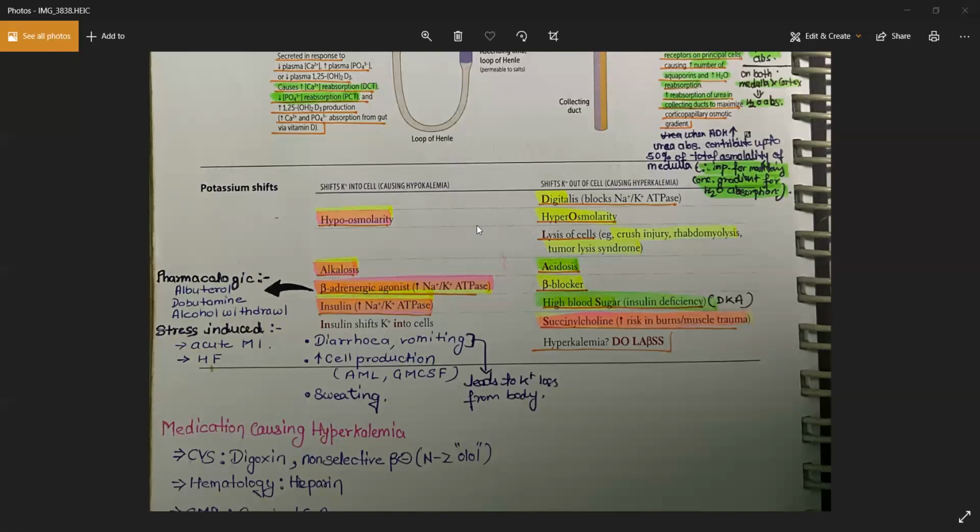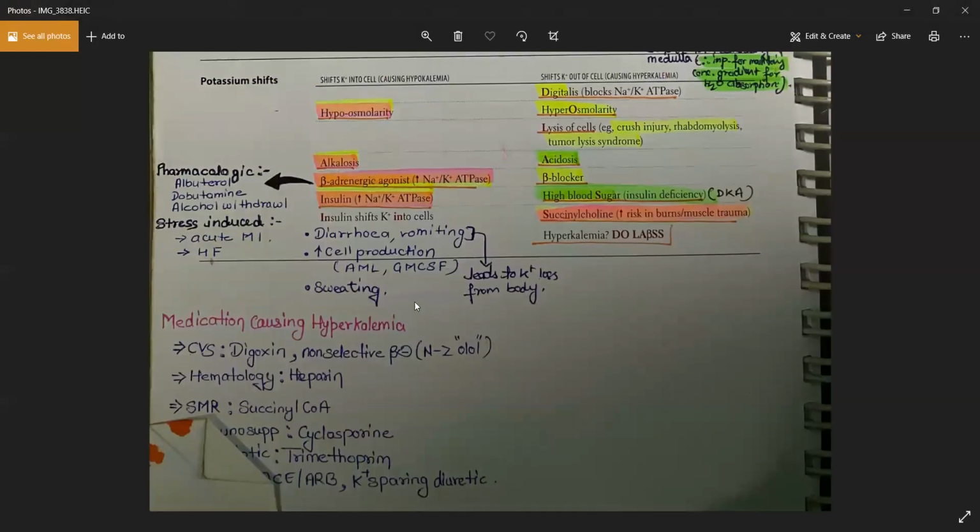Okay, now the other reasons that can cause hyperkalemia. One is digoxin, which we have discussed. Non-selective beta blockers can cause hyperkalemia because of this extracellular shift. In hematology, you heard about heparin. Heparin can cause hyperkalemia. Please remember that. Heparin, HH.